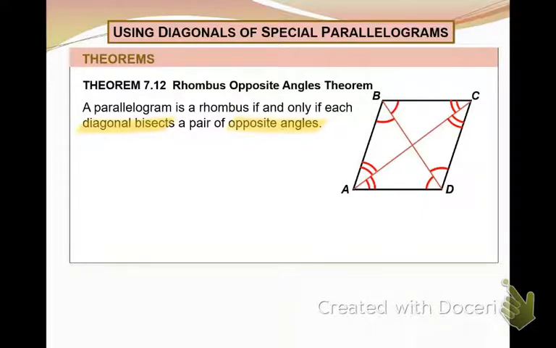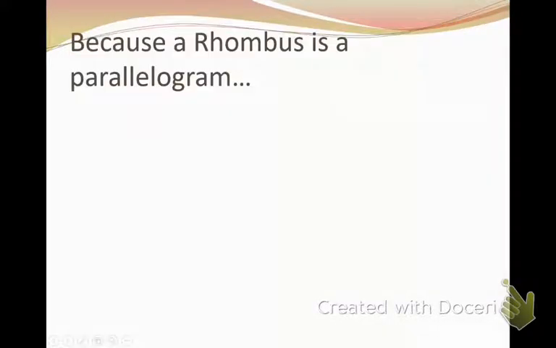All right, and then we're going to use it. So diagonals bisect opposite angles. Here we go. Because a rhombus is a parallelogram, it's got those two properties.